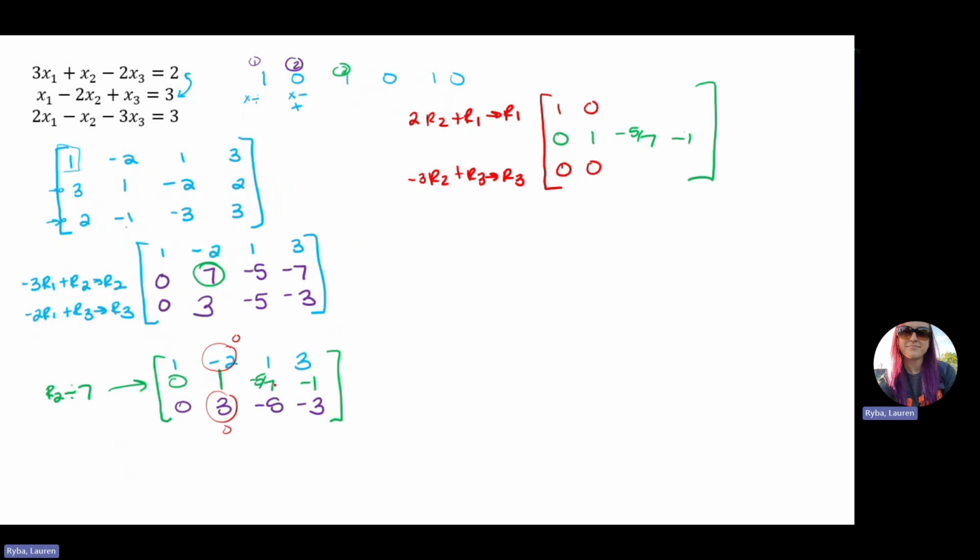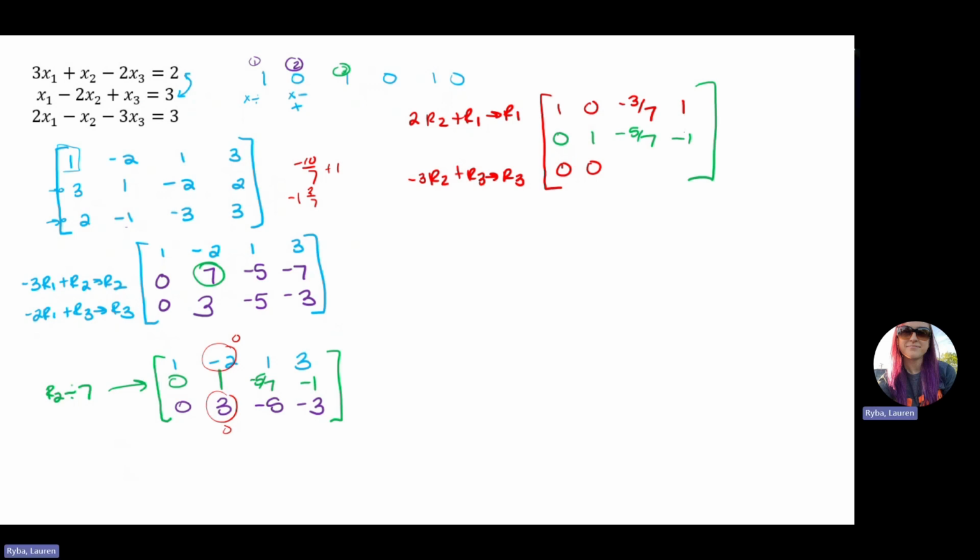So then I'm going to take row 2, -5/7 times 2. That's -10/7. And then I need to add 1 to that. So that's -1 3/7. If I take away the 1, that leaves me -3/7. 2 times -1, so -2 plus 3 is 1.